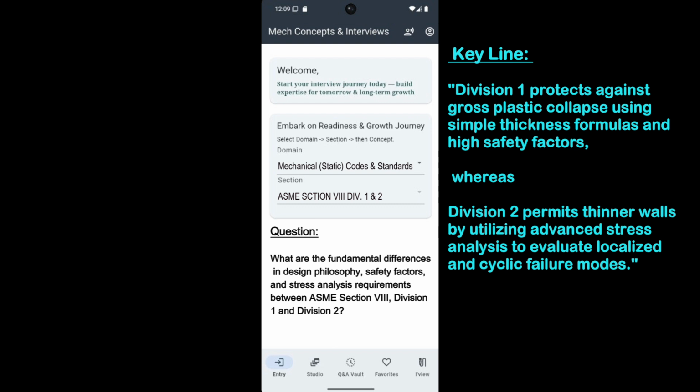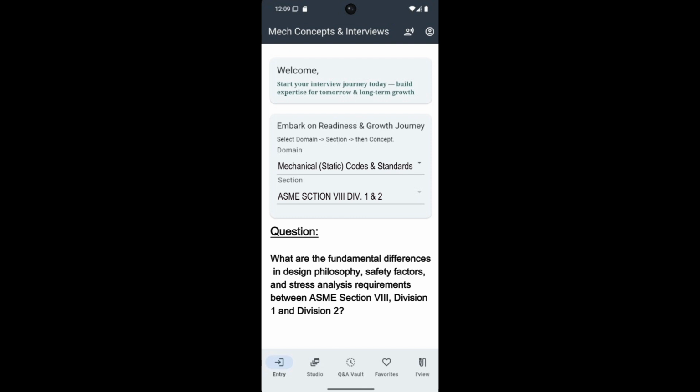Precisely. Division 1 protects against gross plastic collapse, using simple thickness formulas and high safety factors, whereas Division 2 permits thinner walls by utilizing advanced stress analysis to evaluate localized and cyclic failure modes. The cost savings there must be huge. Right. In that specific high-pressure scenario, the cascading savings are immense.